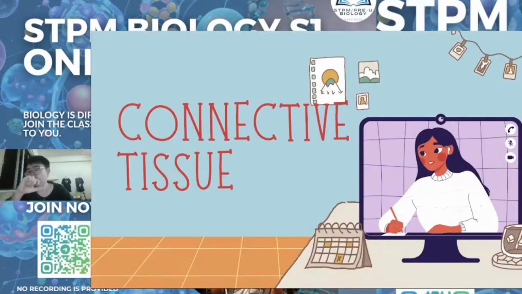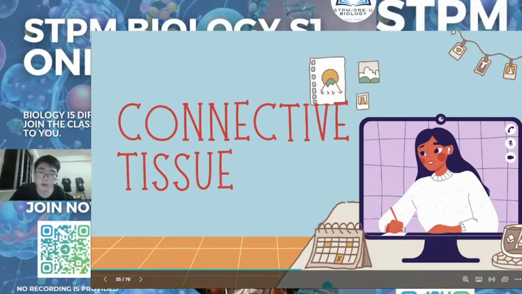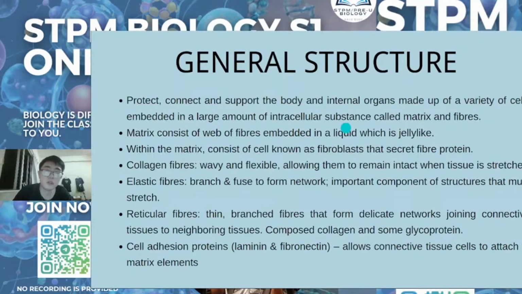Okay, next finally we go to the connective tissue. Actually this one is very long, the longest. Okay, so this is the last type of tissue that you will learn. Okay, so I see my line. Okay or not? Okay, my line is okay. Okay, so connective tissue. So general structure.